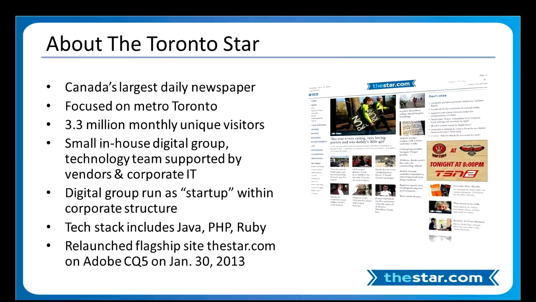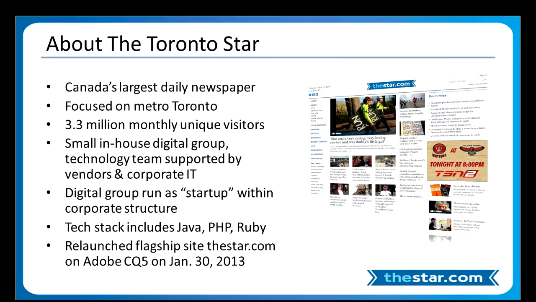I wanted to provide everyone with a little bit of context around who the Toronto Star are and what we're doing. We are the largest daily newspaper in Canada. Our focus is on the Metro Toronto area. To give you some context there, Toronto is about 5.5 million people in the metro area, and our weekly circulation is over 2 million print copies of the newspaper. So we have a big impact in the Toronto area. In terms of our website, according to ComScore, we have about 3.3 million monthly unique visitors, so a fairly large website.